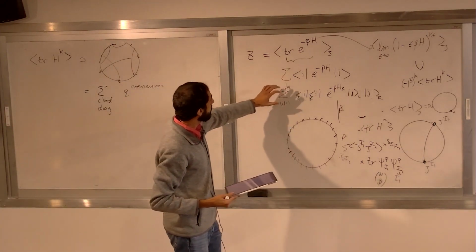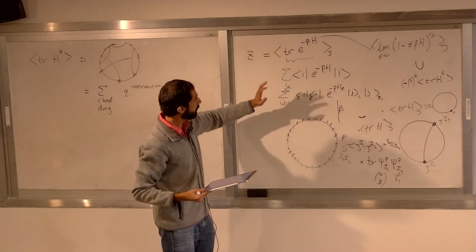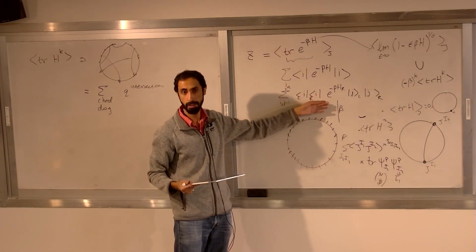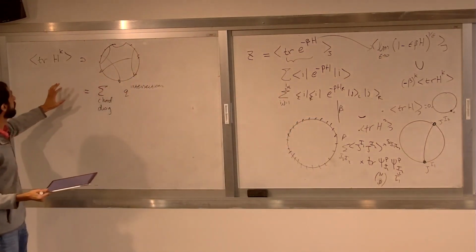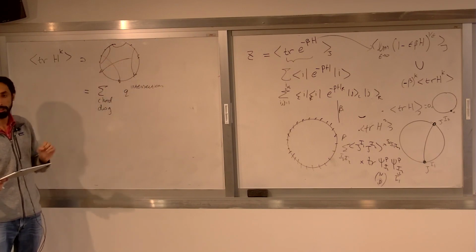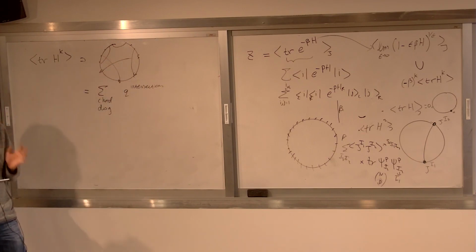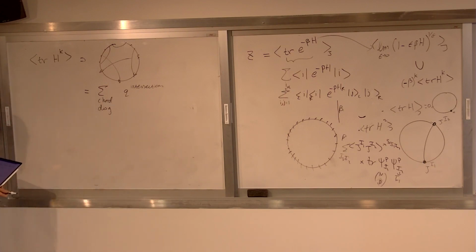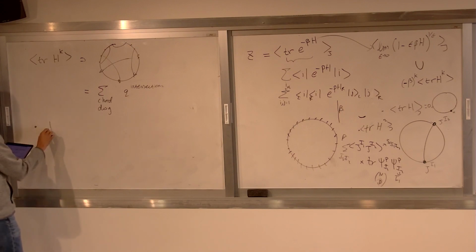Now, here we represented the trace in terms of an overlap of boundary states. We want to do something similar here. We want to represent these diagrams, these chord diagrams, in terms of overlaps of bulk states. And the way to do it is the following. The first step is to define the so-called zero chord state.